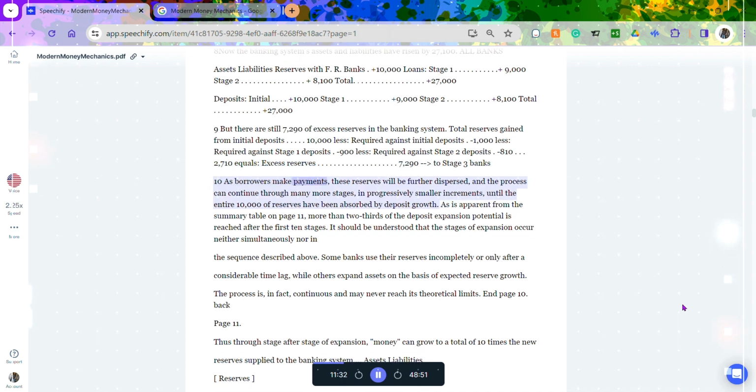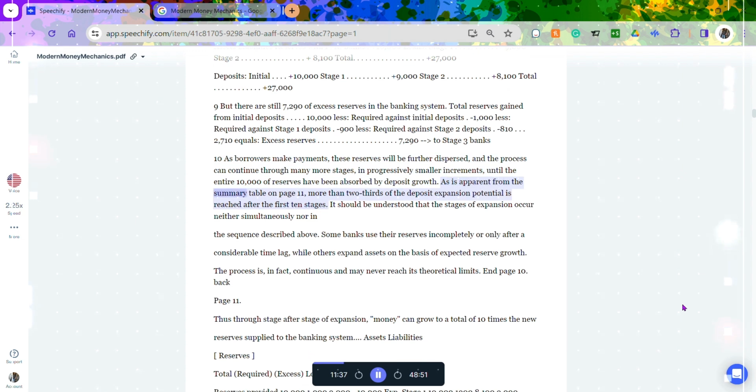10. As borrowers make payments, these reserves will be further dispersed, and the process can continue through many more stages, in progressively smaller increments, until the entire 10,000 of reserves have been absorbed by deposit growth. As is apparent from the summary table on page 11, more than 2/3 of the deposit expansion potential is reached after the first 10 stages.